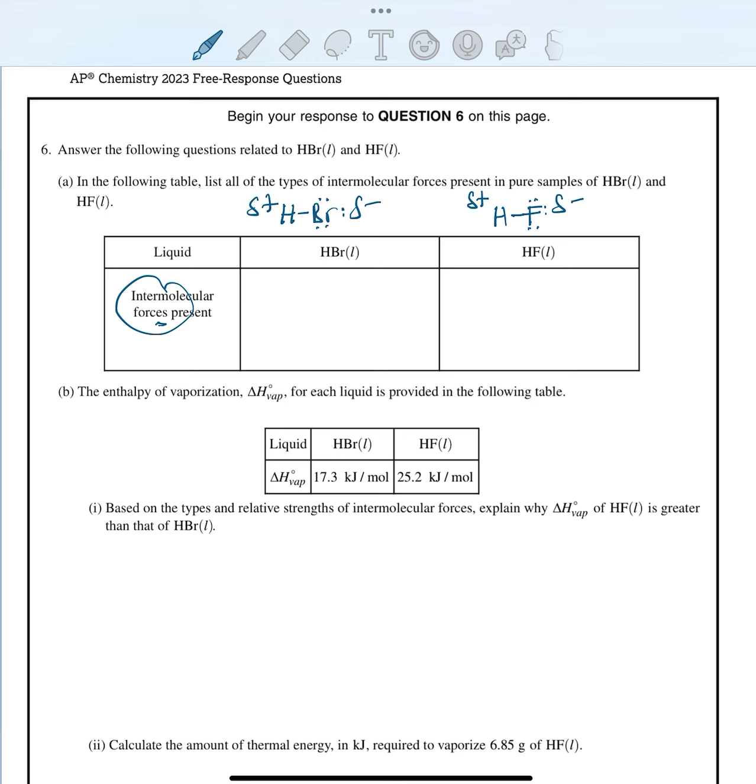You may remember from your class that all molecular compounds showcase London dispersion forces. I'm just going to abbreviate it LDF. No matter if you're polar or nonpolar, everything showcases London dispersion forces, or van der Waals forces. And those are the only forces between nonpolar molecules. So everything will showcase that. Now, because these are both polar asymmetrical molecules, both of these will also showcase dipole-dipole interactions.